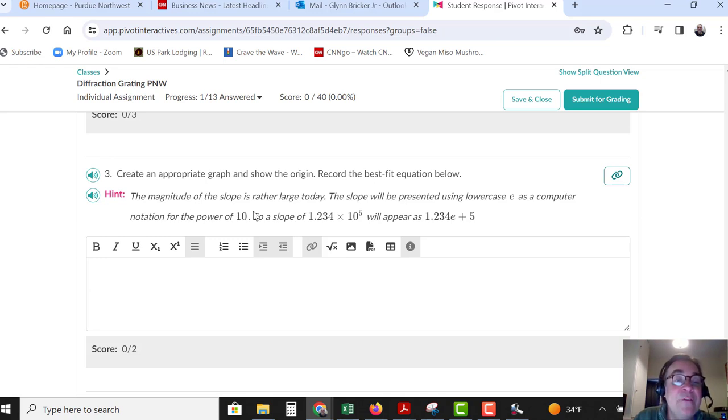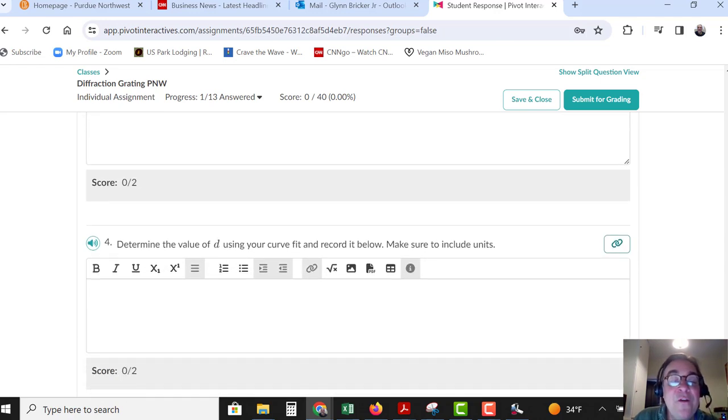A little hint here: the magnitude of the slope is rather large today. The slope will be presented using lowercase e as computer notation for a power of 10. So a slope of 1.234 times 10 to the fifth, for example, would be 1.234e+5. The e just means times 10. So just write that down here.